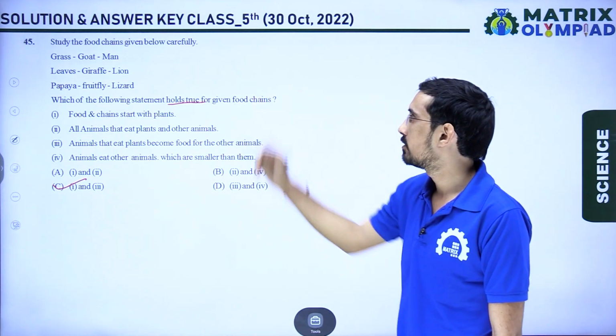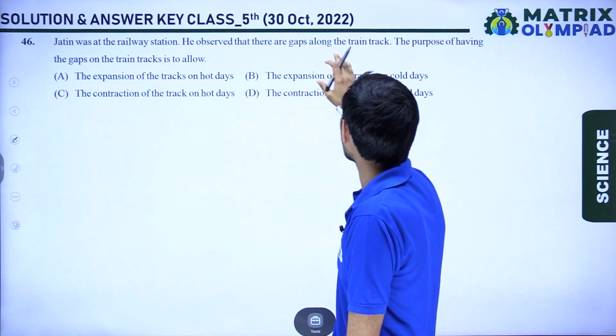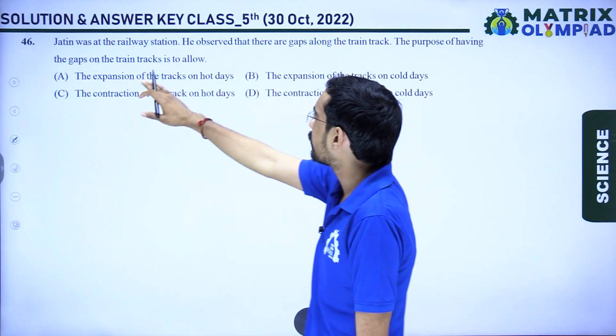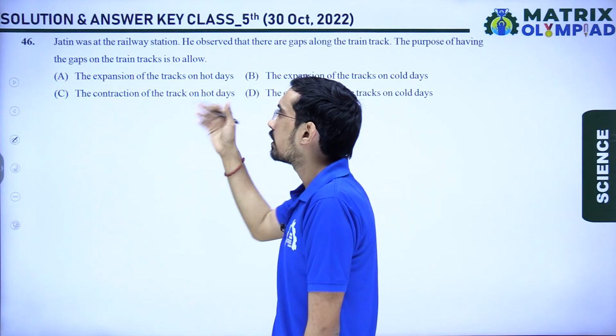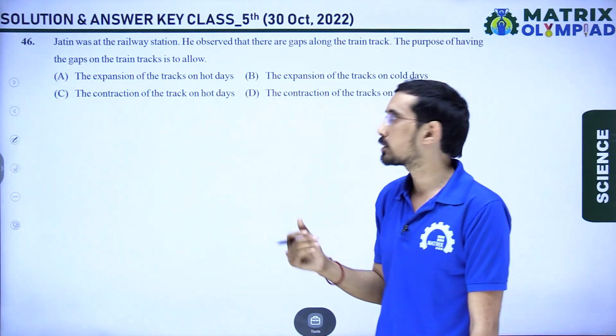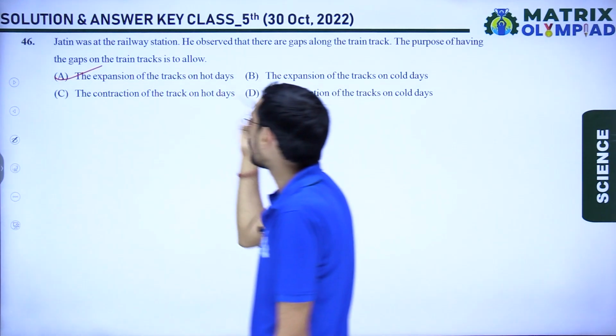Next question is, Jatin was at a railway station. He observed that there was a gap along the train track. The purpose of having the gap on the train track is to allow. As we all know that during summer, the expansion of the tracks takes place. So the correct answer will be the expansion of the track on the hot days.